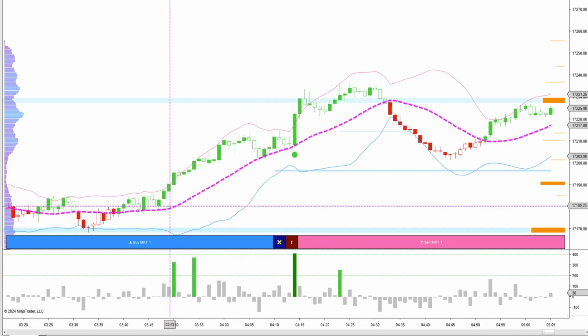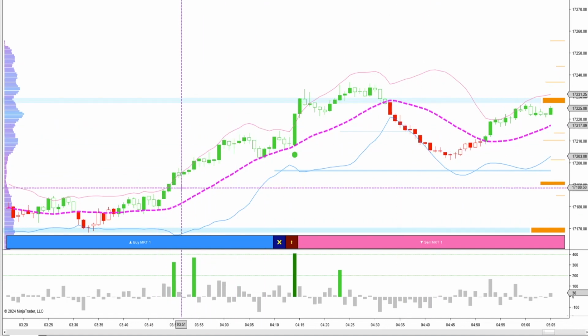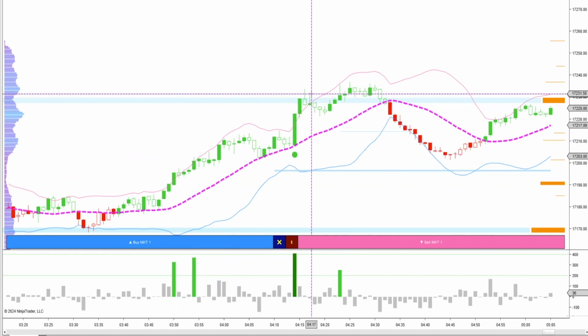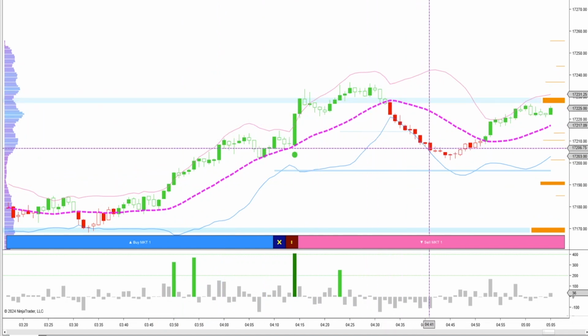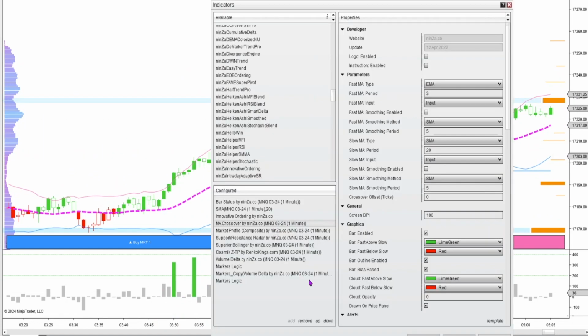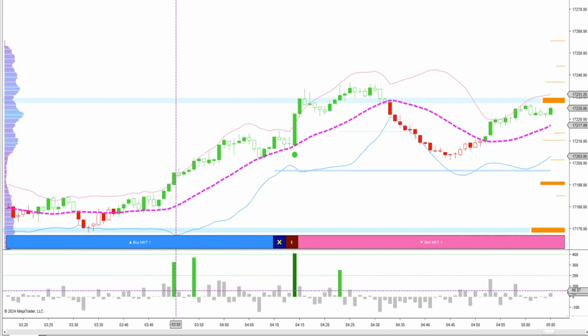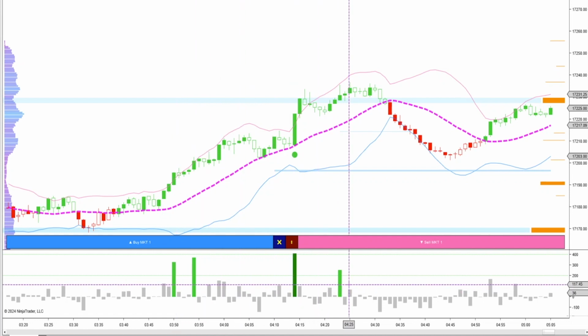I've also got the moving average crossover on this chart for NinjaTrader. It's printing these bars green and red when price is above the 20 SMA or below the 20 SMA. I can just show you real quick here. Moving average crossover. I've got a fast EMA of 3 and a slow SMA of 20. So this really just makes it very easy to see when there is a significant amount of delta coming into the market.